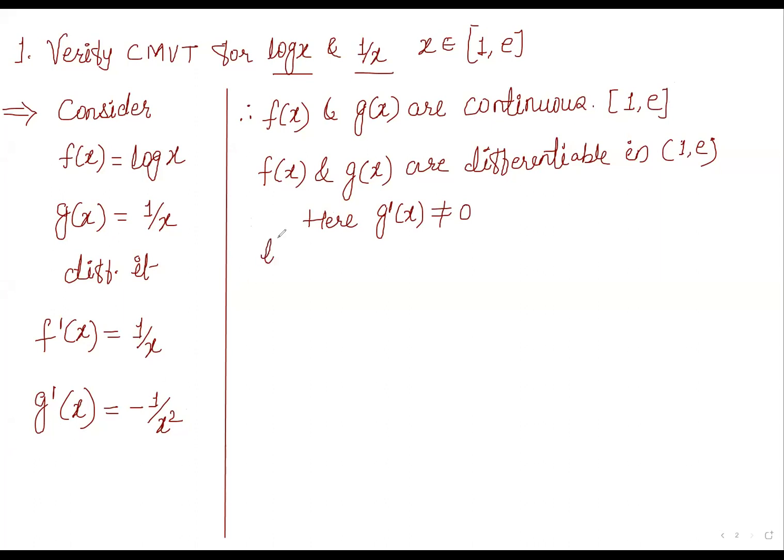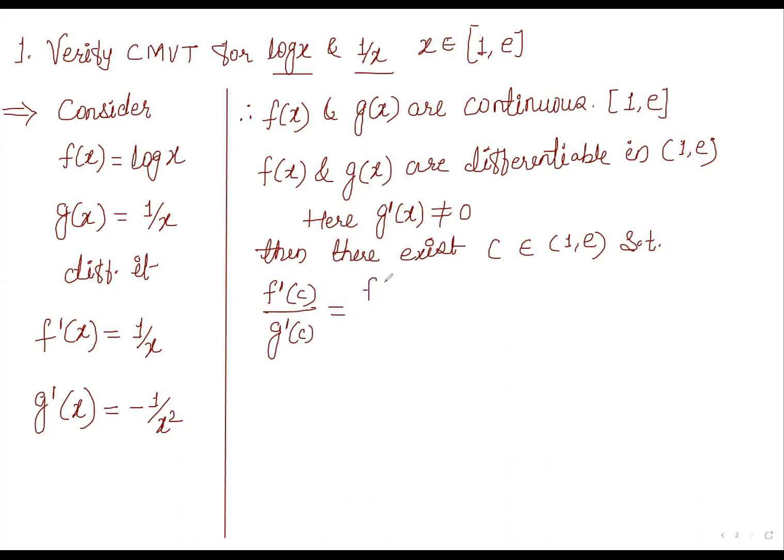Then there exists c belonging to the interval 1 to e such that f dash of c divided by g dash of c is equal to f of b minus f of a divided by g of b minus g of a. Suppose this statement is considered as the first expression.